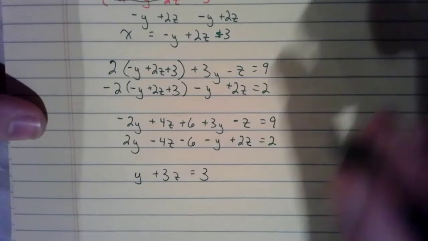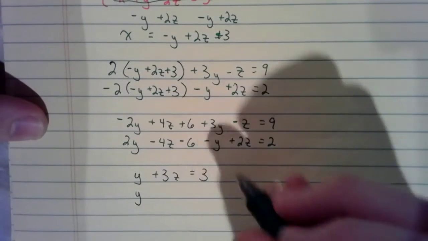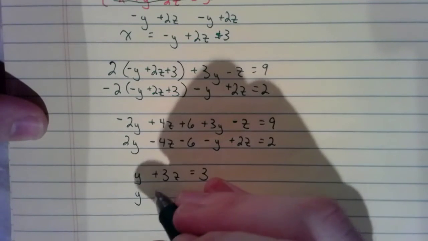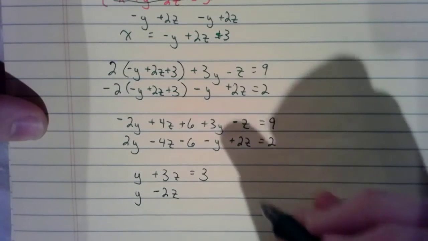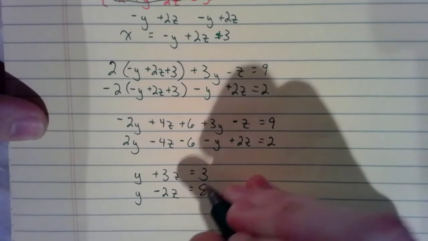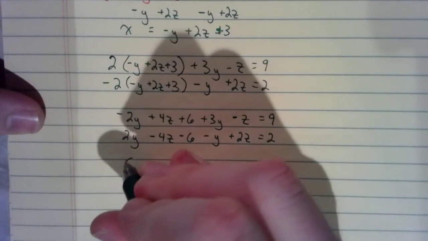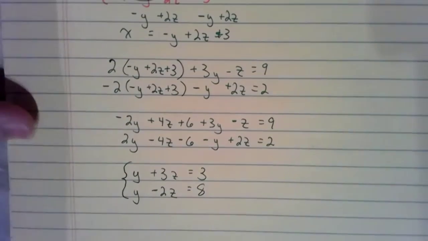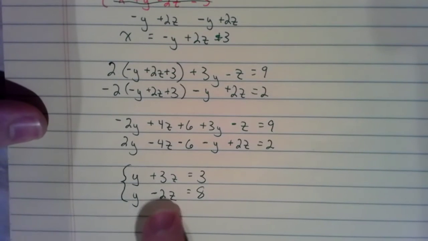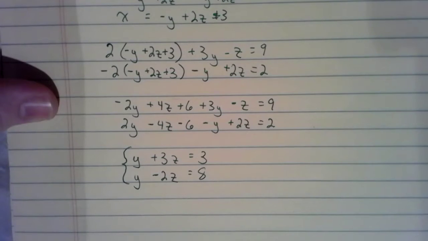Second equation: I've got 2y minus y, which is just y. Negative 4z plus 2z is negative 2z. Then I'm going to add 6 to each side. So 2 plus 6 is 8. Now you'll see what I've done. By solving for x and then substituting it, I've reduced this to a system of two variables, y and z. So I can solve this however I want. I can do substitution, elimination, whatever. Like I said, I'm a substitution guy.